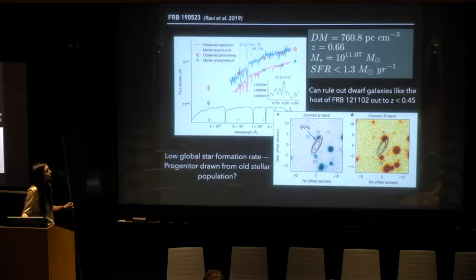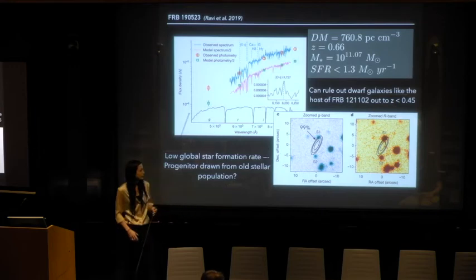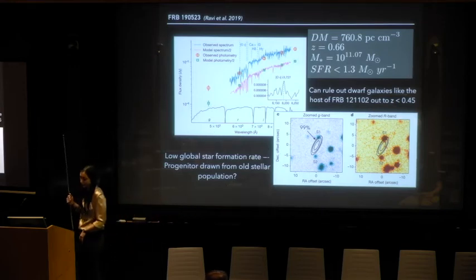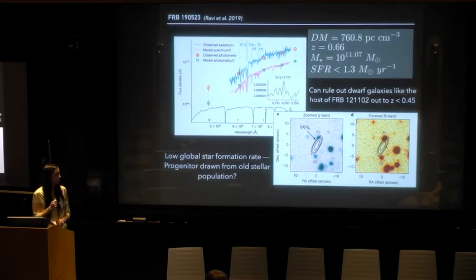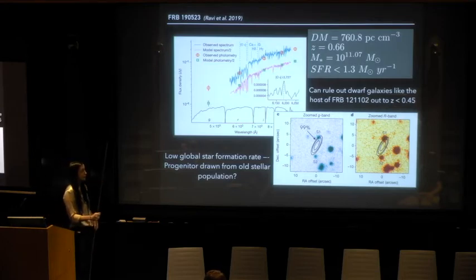All right, so moving on to FRB 1905-23. This was localized by the Deep Synoptic Array to a position a few arcseconds in size. This outer contour here corresponds to the 99% containment region. I should say they're able to rule out the possibility of a dwarf galaxy in the region out to a redshift of about 0.45. Instead, the presumed host here has a redshift of about 0.6. So this is consistent with the expected IGM contribution and also makes this the furthest FRB host to date, again, that's published.